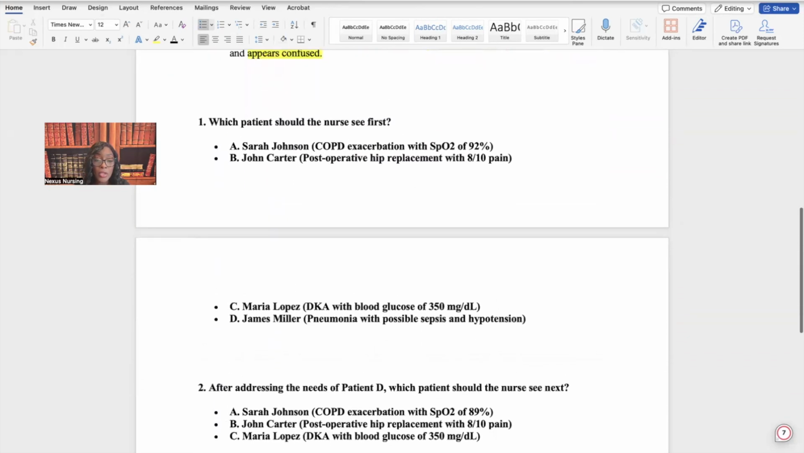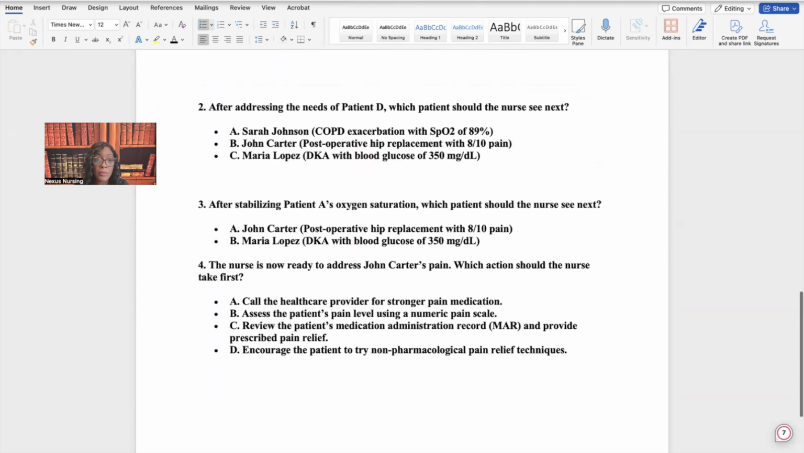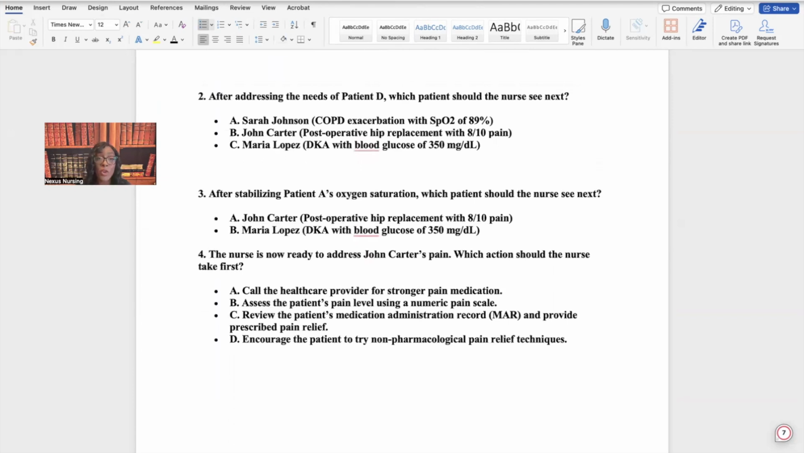Look at question number two. Let me move this up for you. Question number two, it says, after addressing the needs of patient D, that was the patient that had pneumonia that was going into sepsis. After seeing that patient, which patient are you going to see next? Here are the options: a COPD-er, the one day post-op, or the patient with DKA.